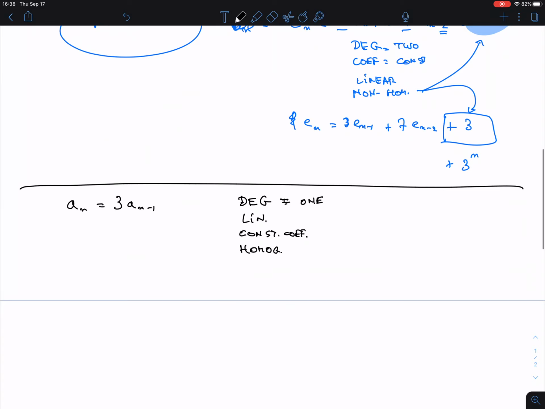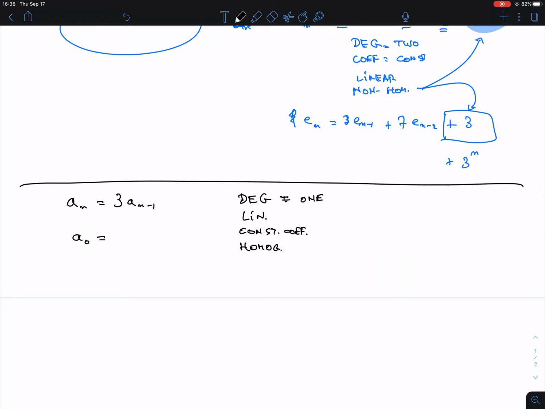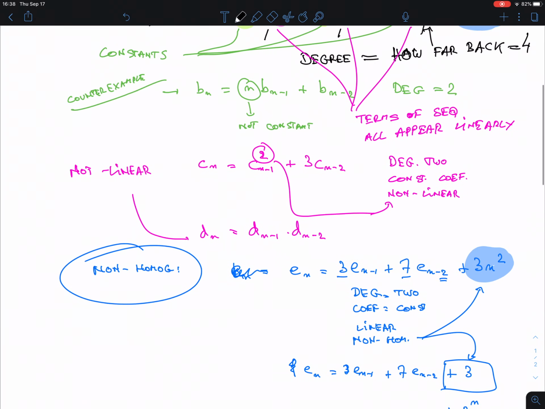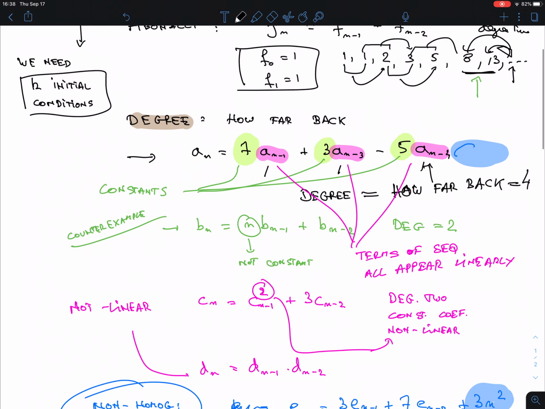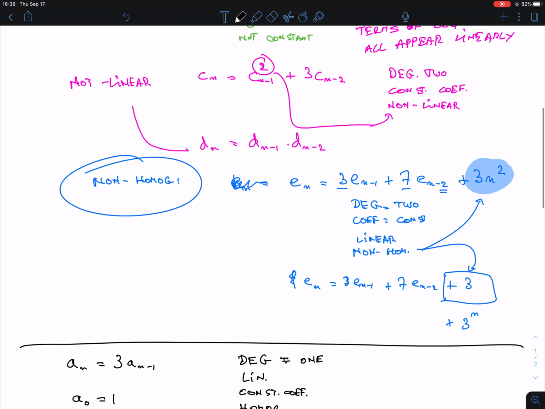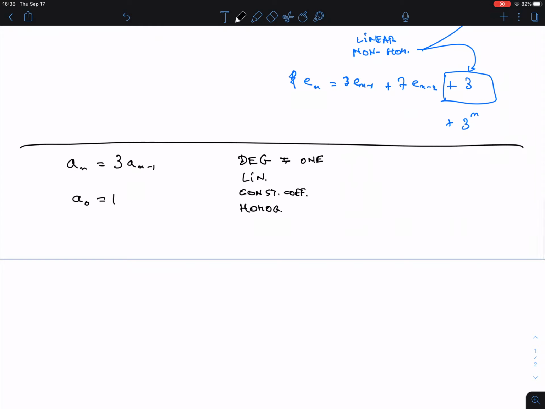Okay, so in this case, how many initial conditions do I need? 1. So let's say a0 is 1. Let's take it very, very simple. By the way, when I say initial conditions, we normally start from 0 and then 1 and then 2 and 3. Sometimes we start from 1. Sometimes we start even from higher indices. It depends on what type of sequence we're looking at. But that's not really so important, because we can always renumber a sequence. Okay, so a0 is 1.